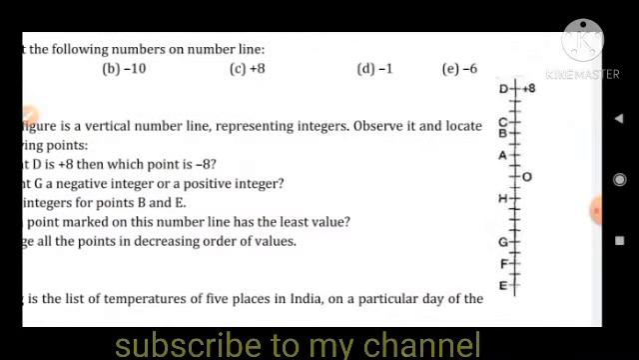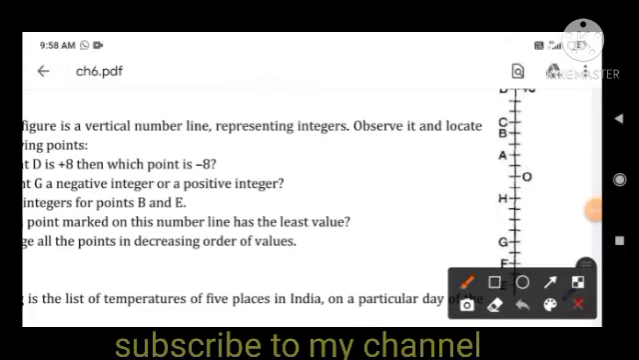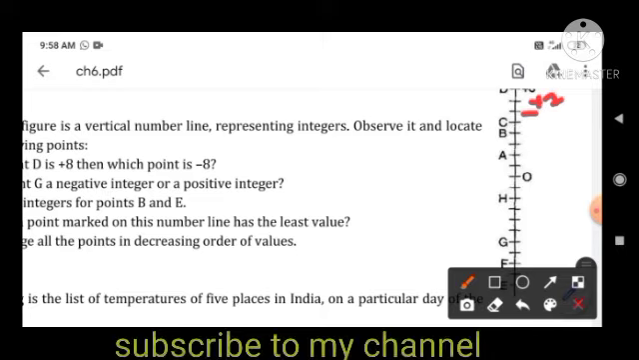So this you can see. D is plus 8. Then the next will be plus 7, isn't it? Then next will be plus 6. Okay, I will zoom in and show you.